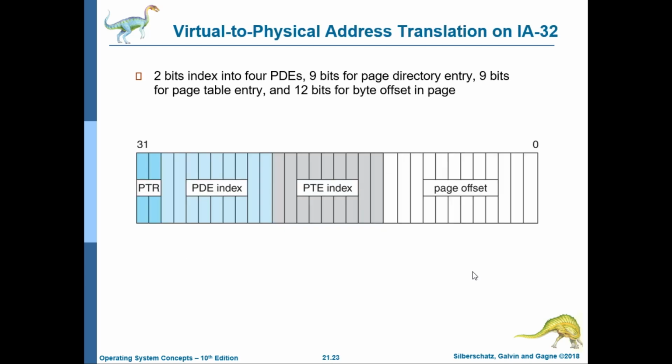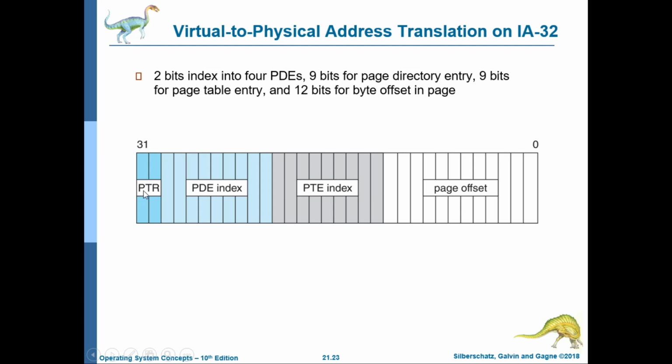So we have an illustration here of virtual to physical address translation on IA32. So IA means Intel Architecture, 32-bit. So that's why it's 32. So we have here 2 bits indexed into 4 PDEs. Okay, so page directory entry.